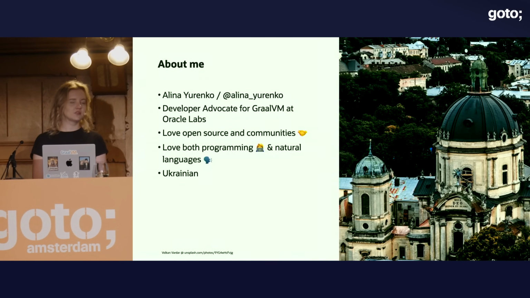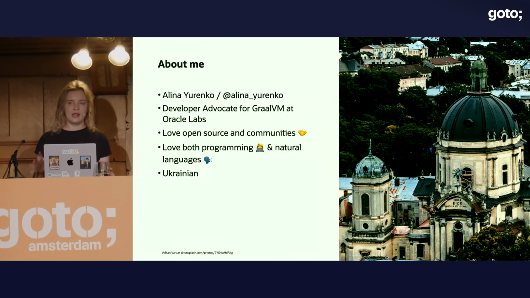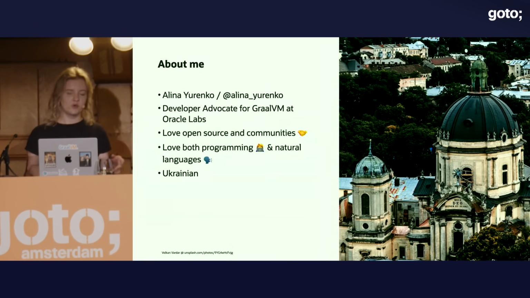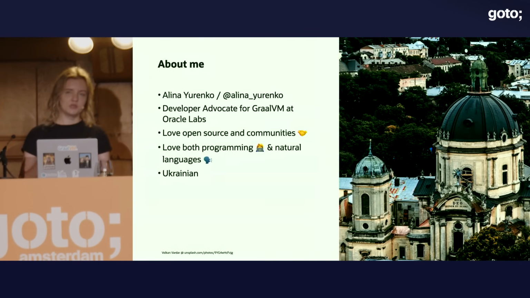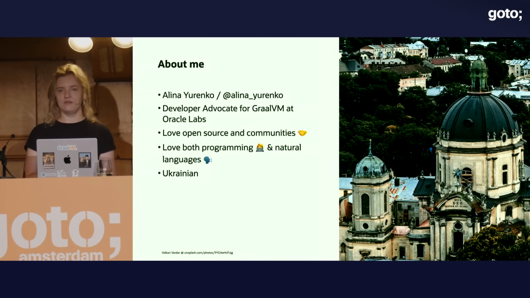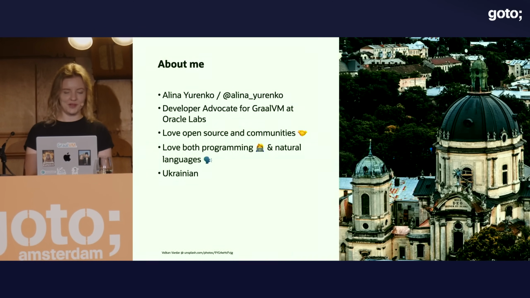And Oracle Labs is this cool R&D unit at Oracle where we're doing a lot of research, creating many projects from scratch. And we usually work in domains such as programming languages, compilers, machine learning, security, etc. So we are doing a lot of cool research stuff. And I also love open source and communities, and I'm very happy to work on GraalVM because it's also a huge open source project. So I'm very proud and happy to be working there.